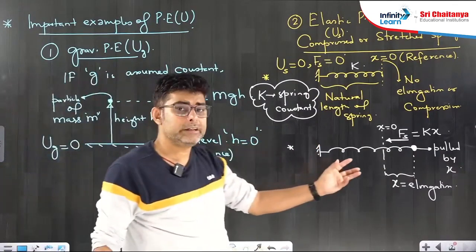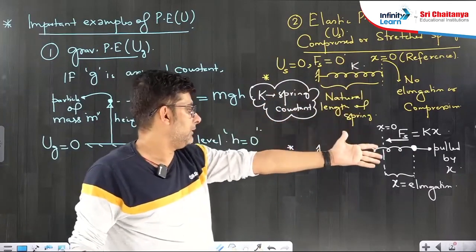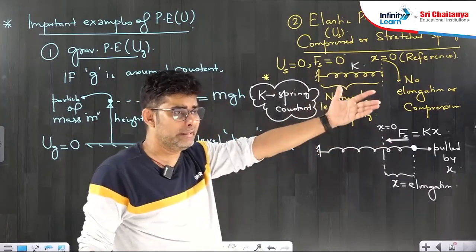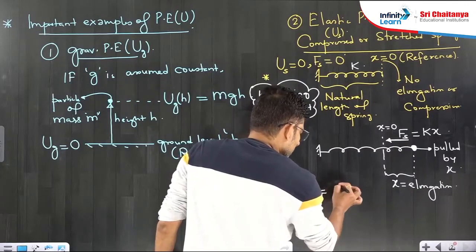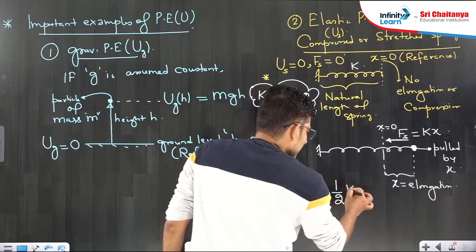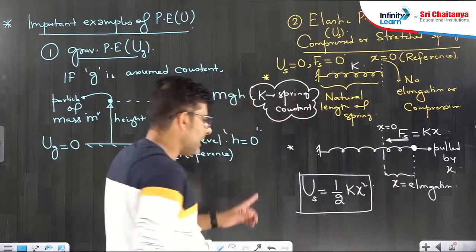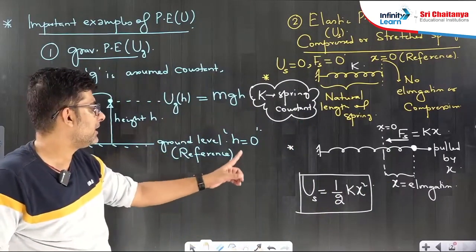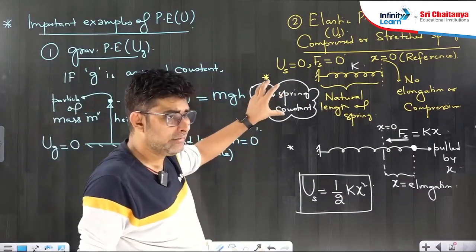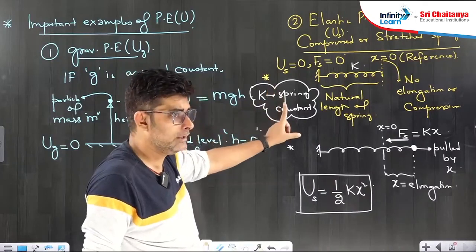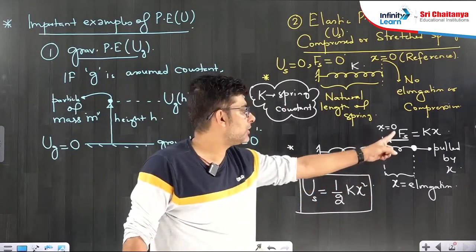And since this spring is elongated, it will have some energy stored in it, which later on you will see the derivation of when you read this chapter. Presently we will just go by the formula. The energy stored in this case comes as half kx square. If the spring gets elongated by x, the energy becomes half kx square. k is a constant which is called the spring constant. So the energy in the spring is half kx square and the force is kx.